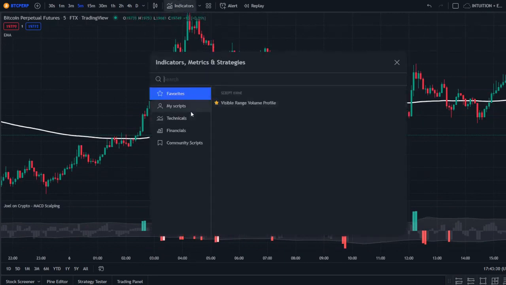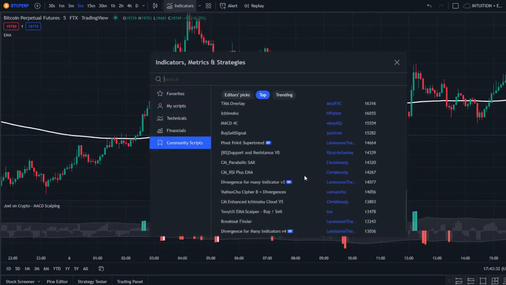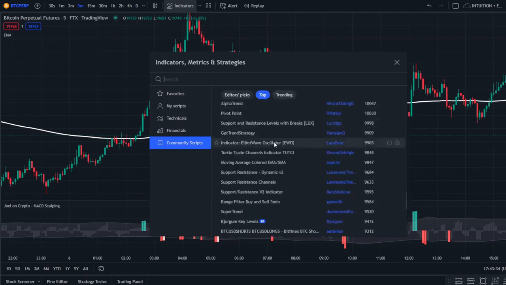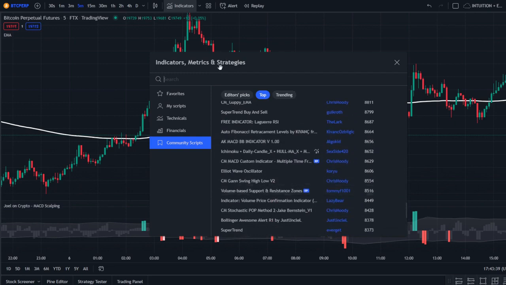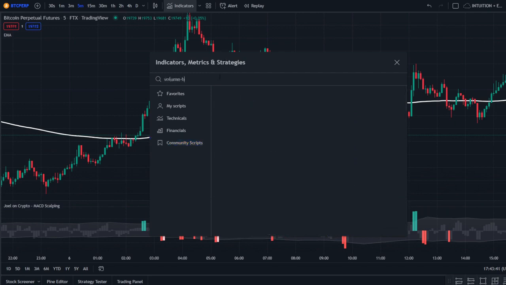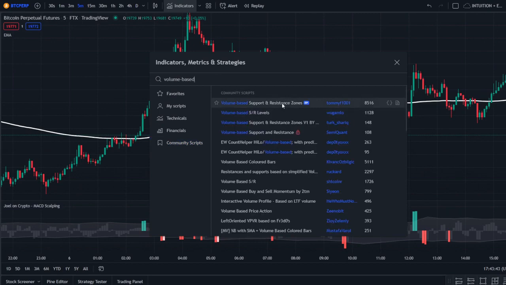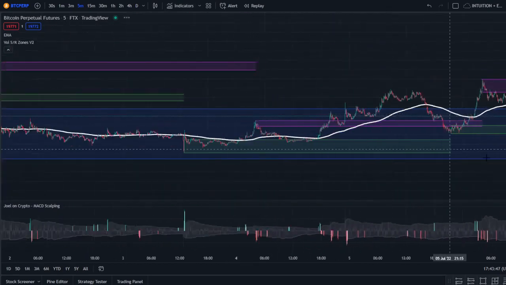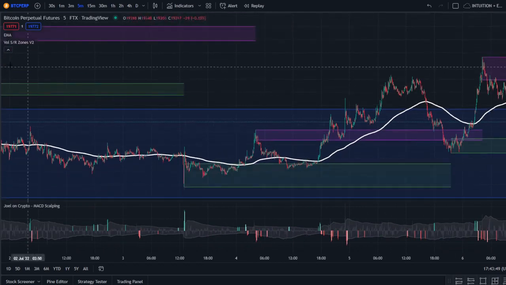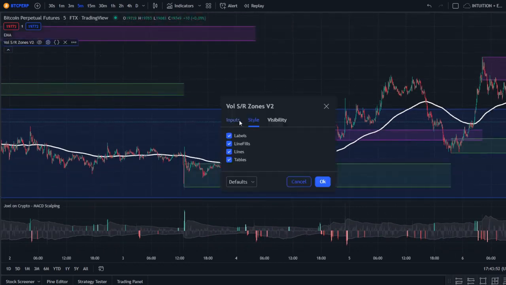So now I'm going to show you guys how you're going to improve this indicator. You want to go to community scripts, scroll down under the top section, and look for volume based support and resistance zones. You can just search it as well. As you can see, it is very messy. There are so many zones here, but all you'll be needing is the 5-minute zone.